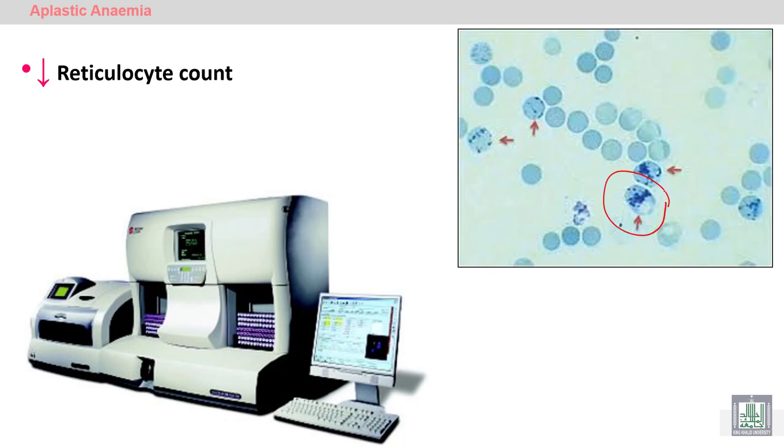Reticulocytes in the peripheral blood are an indicator of the productivity of the bone marrow. Some instruments, such as an automated cell counter, will give us the count of reticulocytes. And you can also see reticulocytes by supravital stains, staining of the peripheral blood by specific stains called supravital stains, like brilliant cresyl blue.